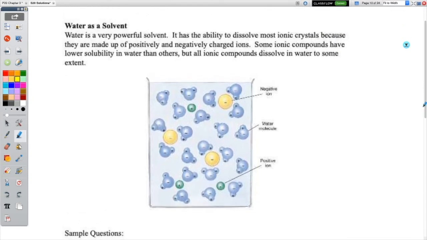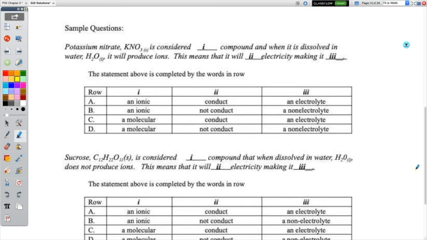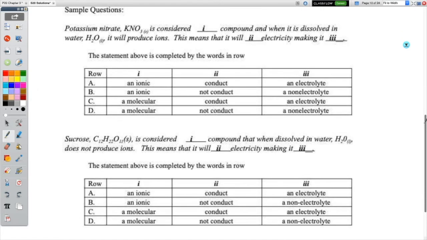Why is water such a good solvent? Because it's got a negative end and a positive end. What that's really good at is ripping apart ions. Okay. Interesting to know, but not really the focus for now. So let's take this for the last thing for this topic. Let's try and apply it and see what we've learned.